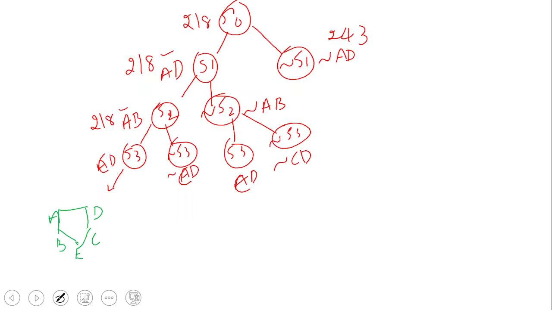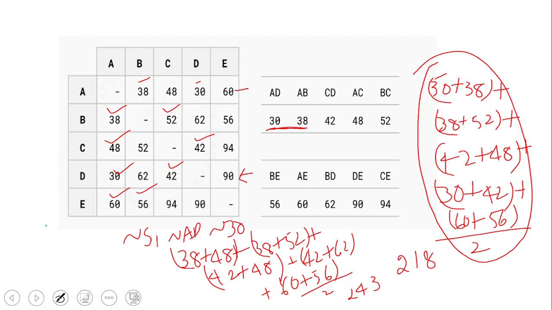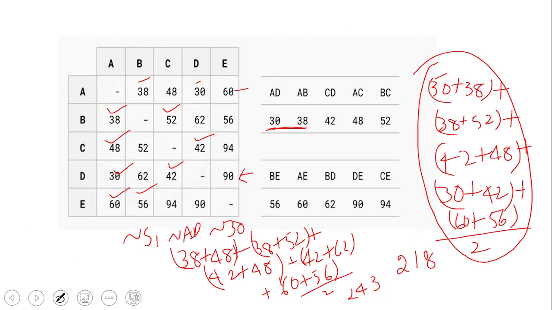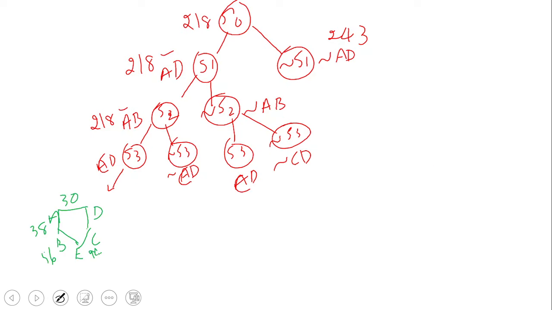If you calculate, AD is 30, AB is 38, BE is 56, CE is 94, and CD is 42. Okay, this is one part. So if you add the total, you will get 260.